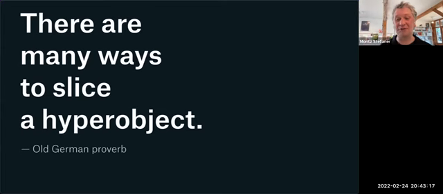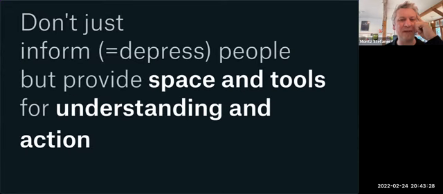But old German proverb, there are many ways to slice a hyper object. And I think that's exactly the key, is we just need to find many different ways to look at all this. To me, it became more and more important to realize that if you just inform people about climate change, it often just means depressing them. That doesn't help anybody. And the question is often, how can you actually provide space for action and tools for action? And beyond understanding, and understanding is important too, but in the end, if you can't act on it, it can be very frustrating in the long run.